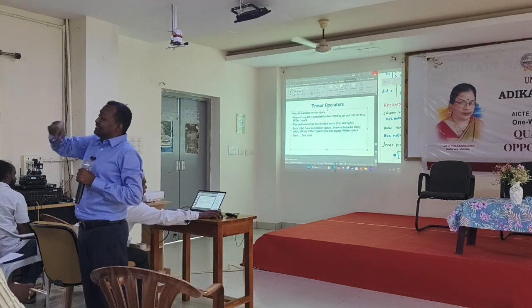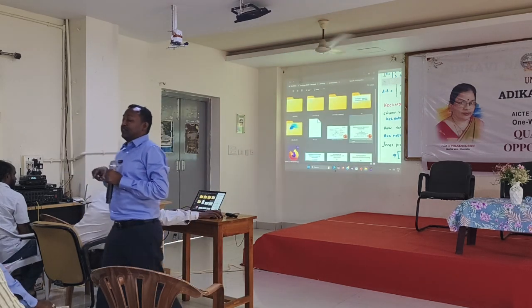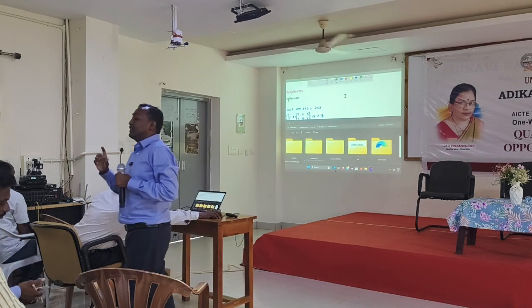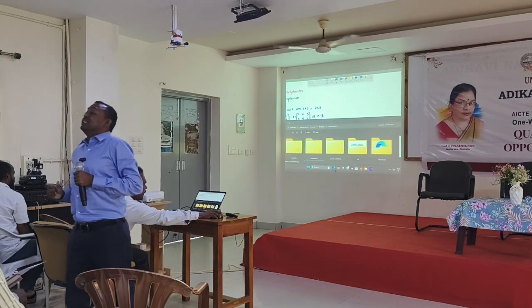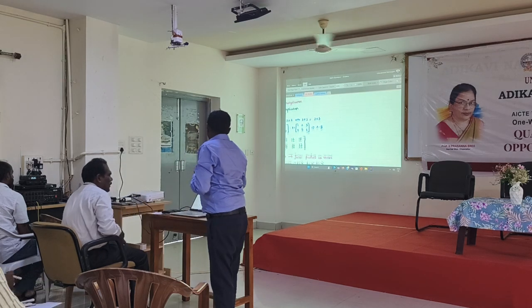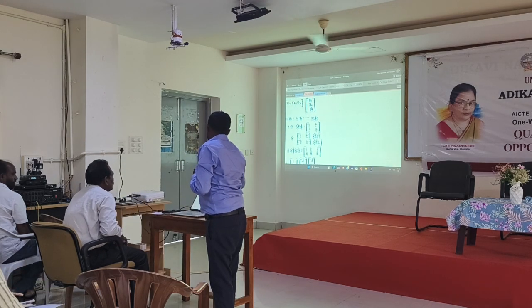Till we are not seeing the symbol circle with cross mark, whenever the circle with cross mark comes into picture, then we are going to deal with more than one qubit.